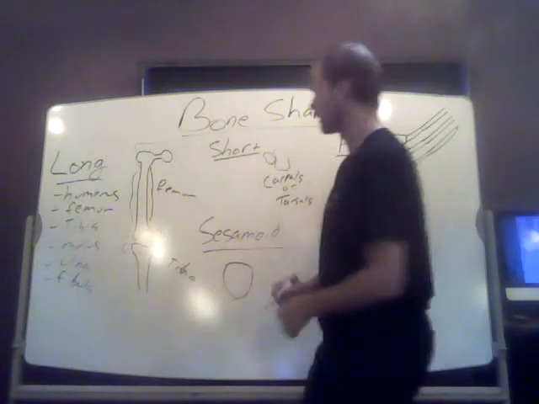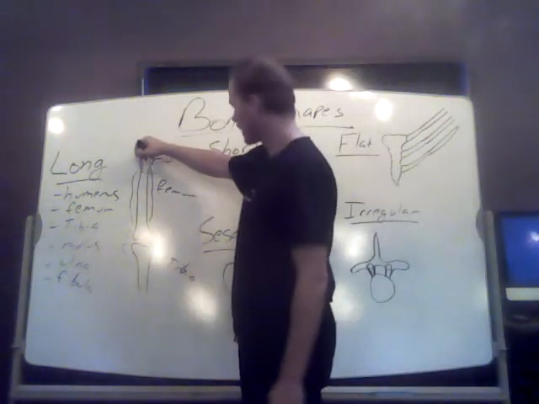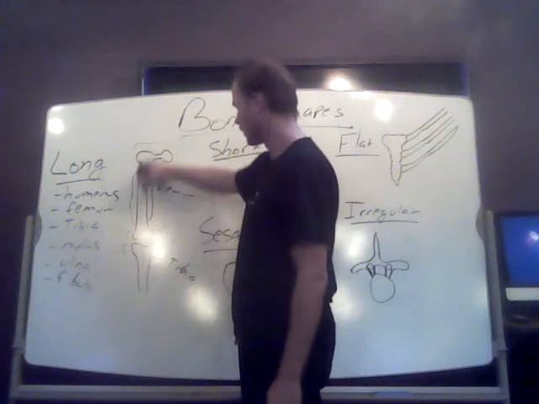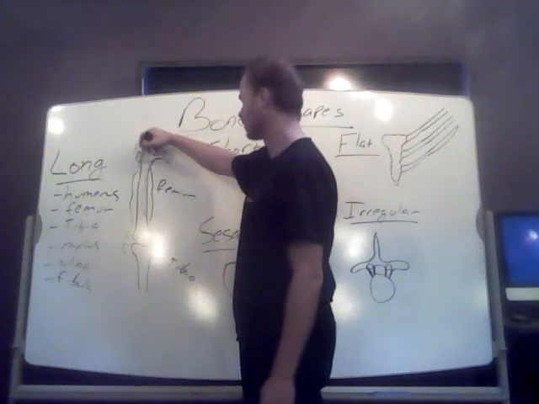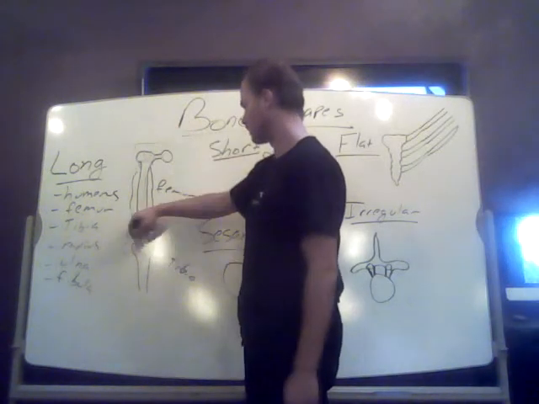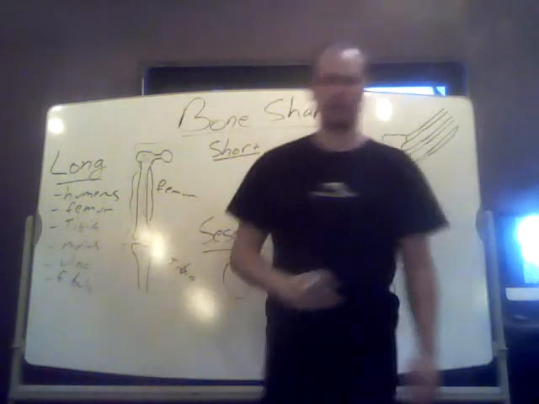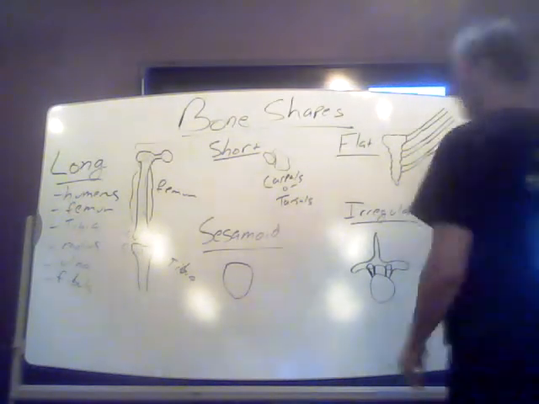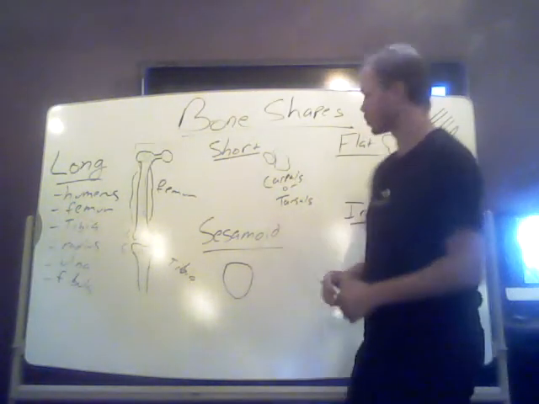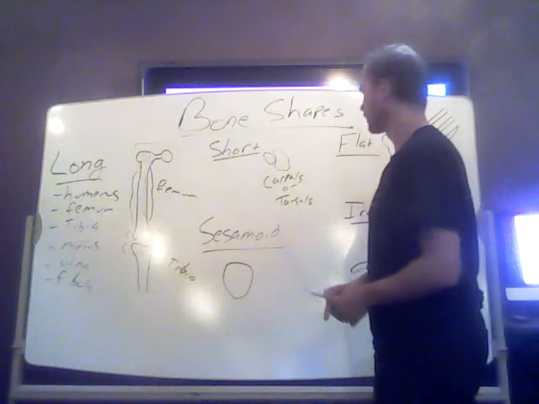Something else to remember is that within the shaft of long bones you typically find yellow bone marrow, and in the proximal ends of long bones you typically find red bone marrow, the hematopoietic tissue. All right, so those are long bones.